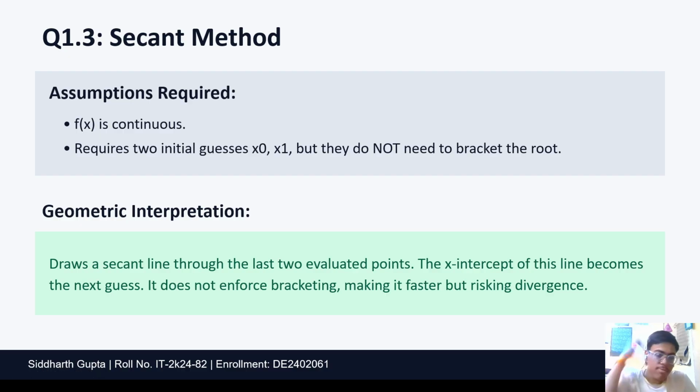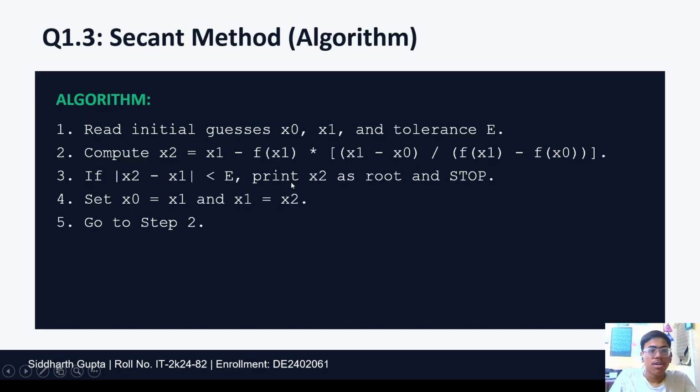The geometrical interpretation will be the same. There will be a secant line passing through two points on the curve. The x-intercept of this line will become the next guess. It does not enforce bracketing, which makes it faster but risks divergence. So this is the geometrical interpretation.